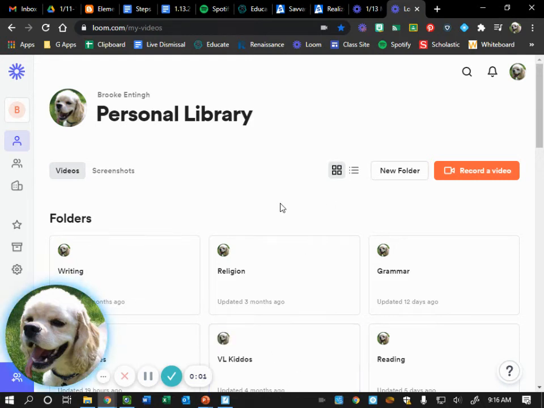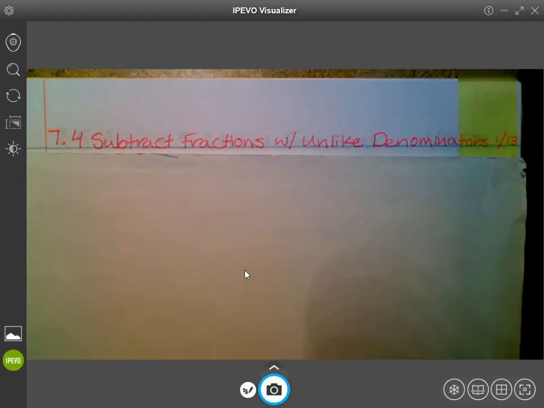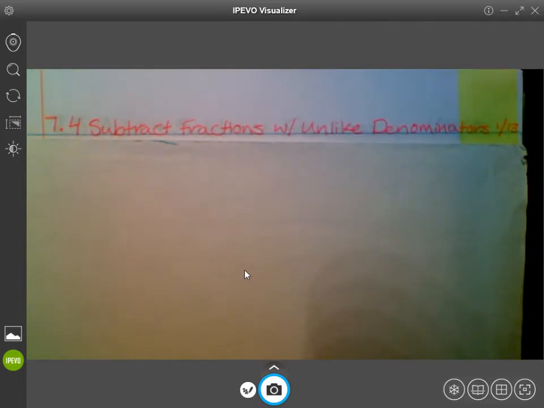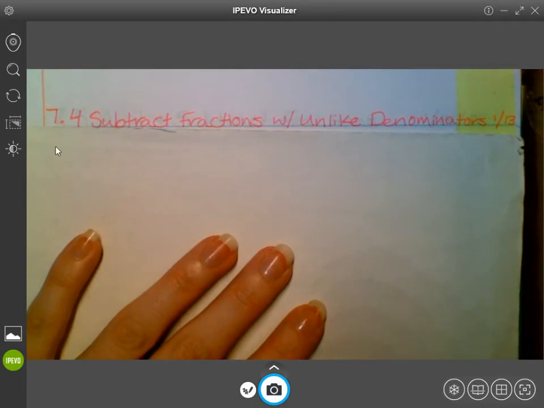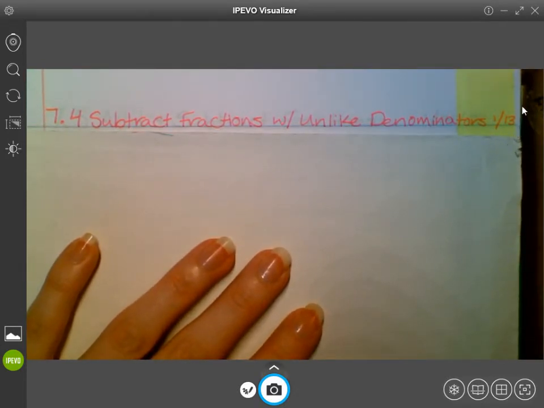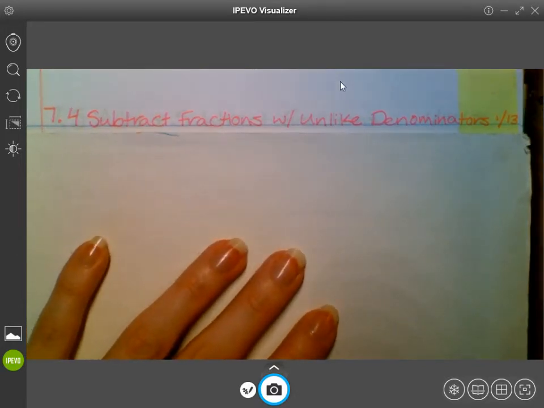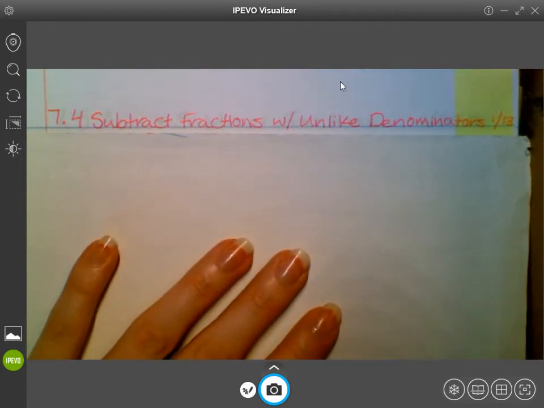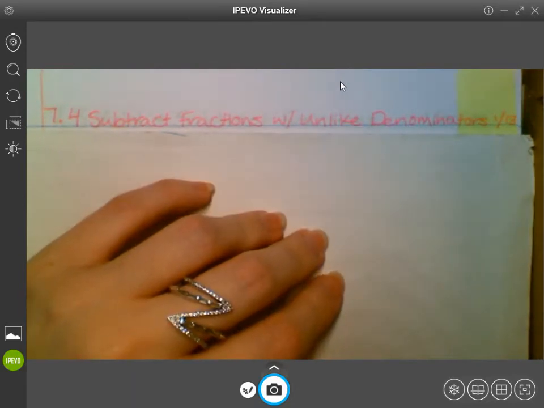Okay, we are opening up to the next clean page in our math notebooks for today's notes. So, here it is. Today we are titling our page, just like yesterday, but instead of add, we're putting the word subtract. So 7.4, subtract fractions with unlike denominators, and today's date, which is 1-13. Give me a thumbs up when you have your title and today's date at the top. So 7.4, subtract fractions with unlike denominators, 1-13.